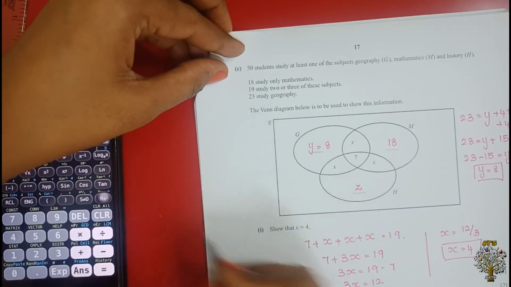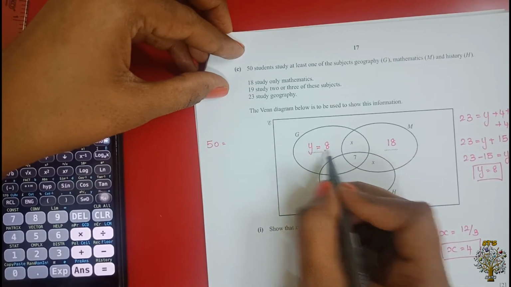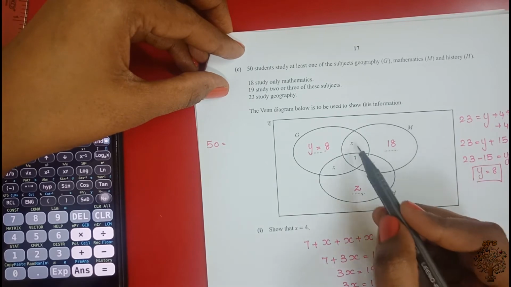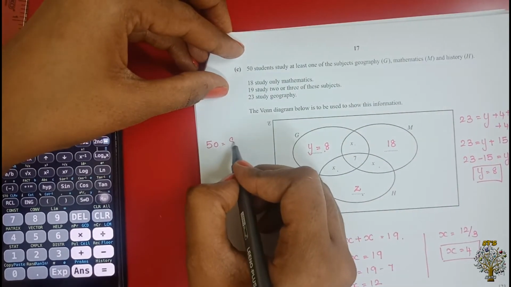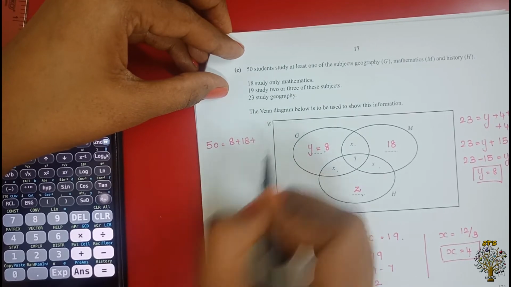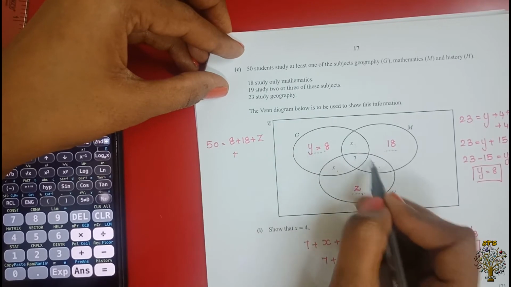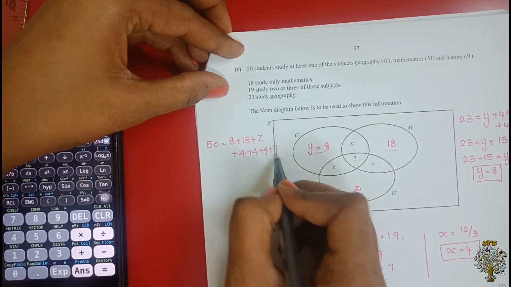I'll write here for z. Okay, 50 is equal to 8 plus 18 plus z, plus x plus x plus x plus 7. So I'll write 8 plus 18 plus z, plus x is 4. I have 4 x's. Okay, so 3x I'll write, plus 7.